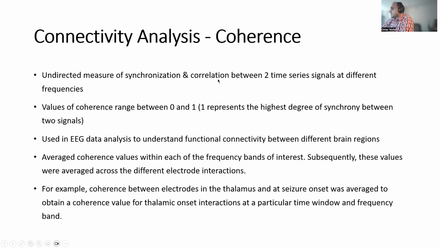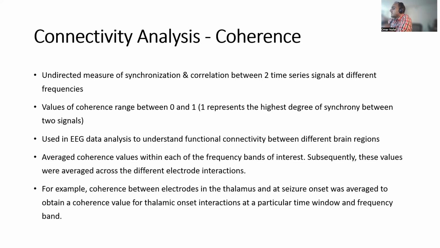So what's coherence? What's this type of connectivity analysis? It's basically an indirect measure of synchronization and correlation between 2 time series signals at different frequencies. This can range between 0 and 1, with 1 representing the highest degree of synchrony between 2 signals. It's usually used in EEG data analysis to understand the functional connectivity between different brain regions.